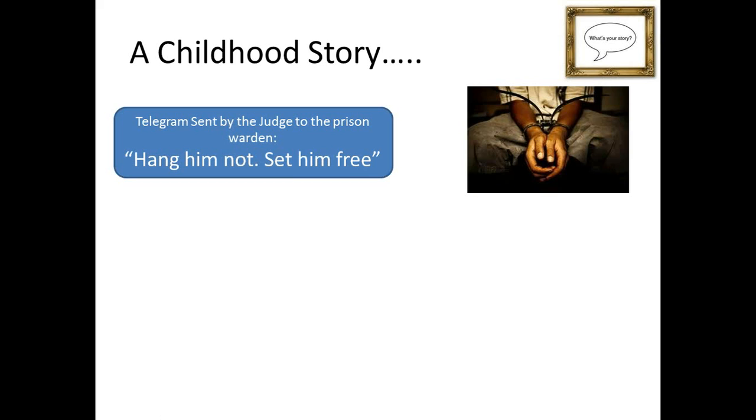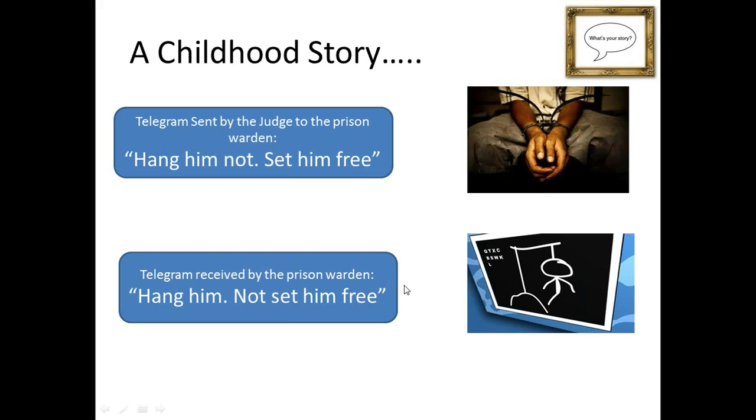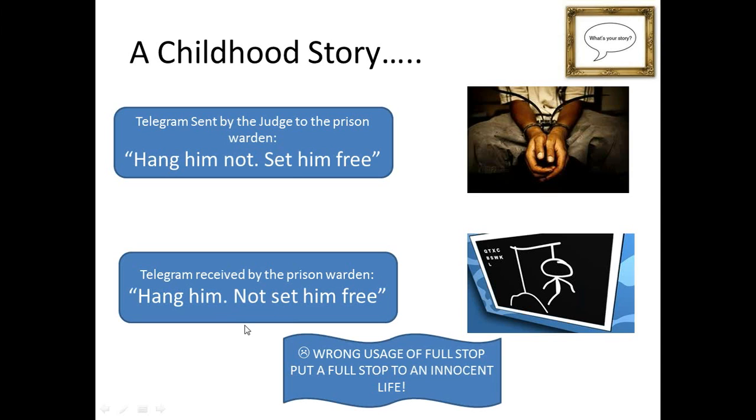Now, what happened was the guy who was typing out the telegram made a mistake. The telegram which was received by the prison warden said, "Hang him, full stop, not set him free." And do you know what happened? Just because of a silly grammatical mistake by somebody, a person lost his life.